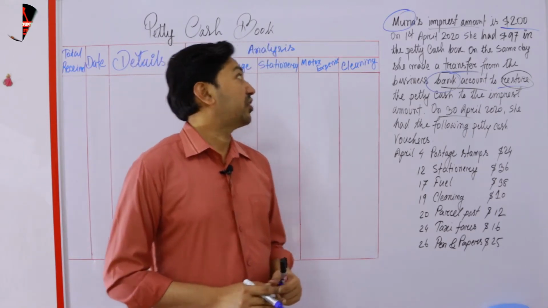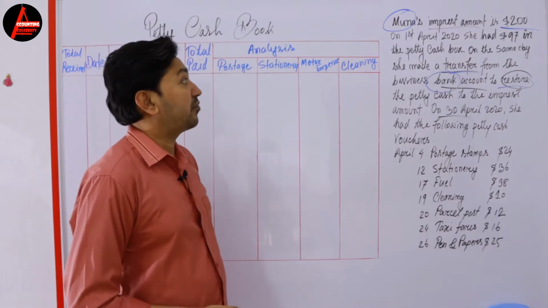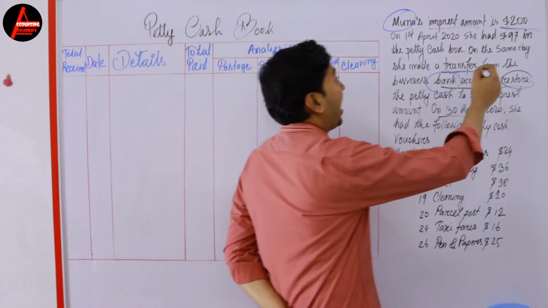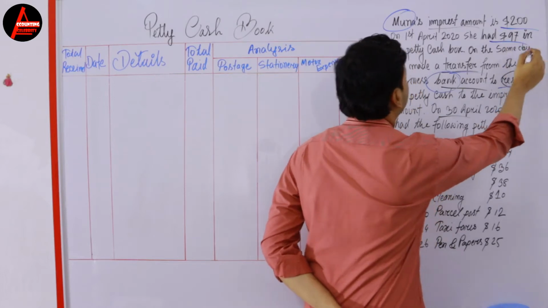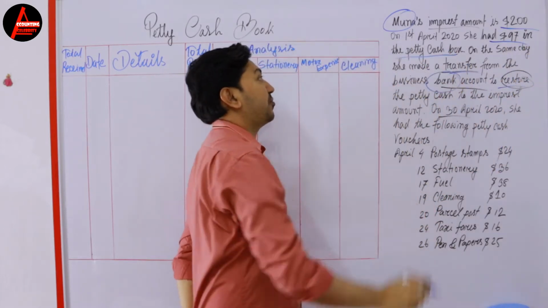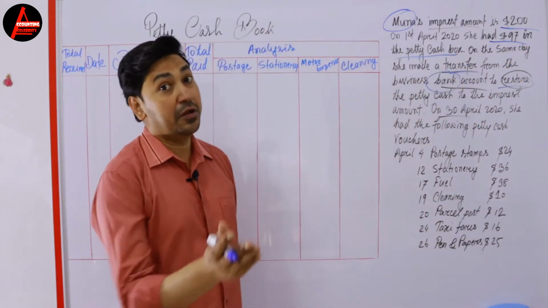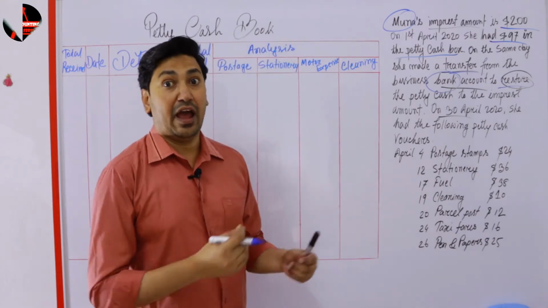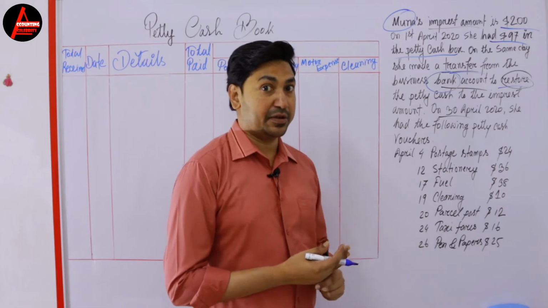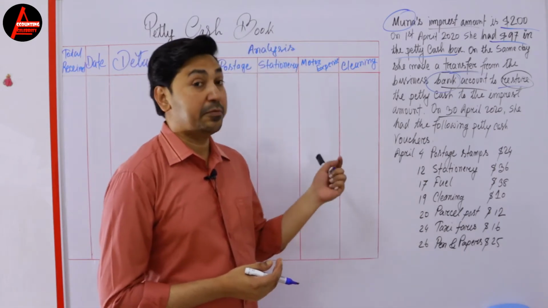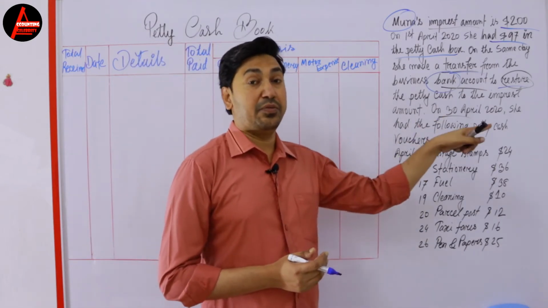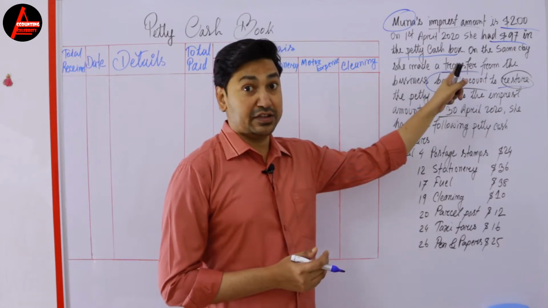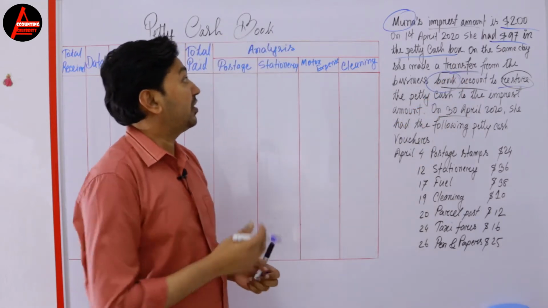Okay, so look at the question here. On 1st April 2020, she had $97 in the petty cash box. So that means in the previous month she spent money and $97 was left. So this amount came from the previous month. So this will be brought down, meaning balance BD. Okay, I'll show you here.